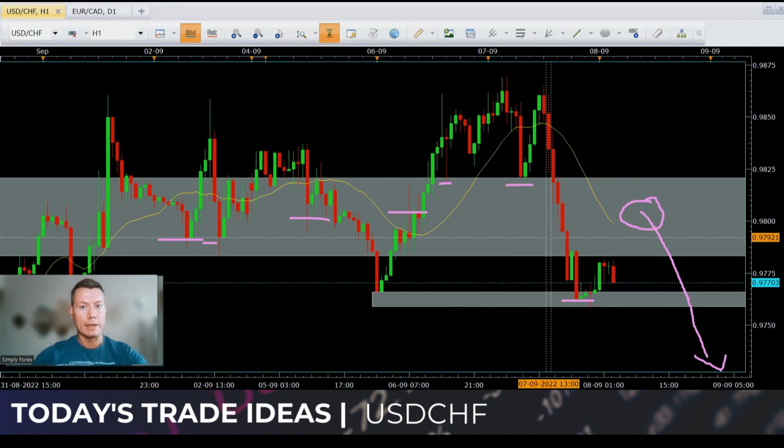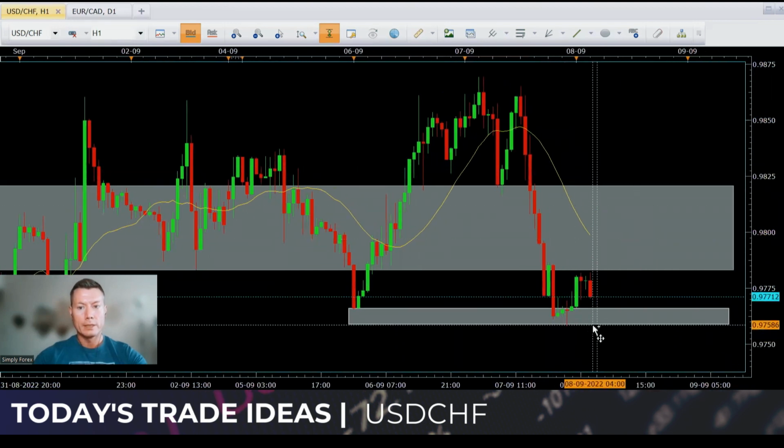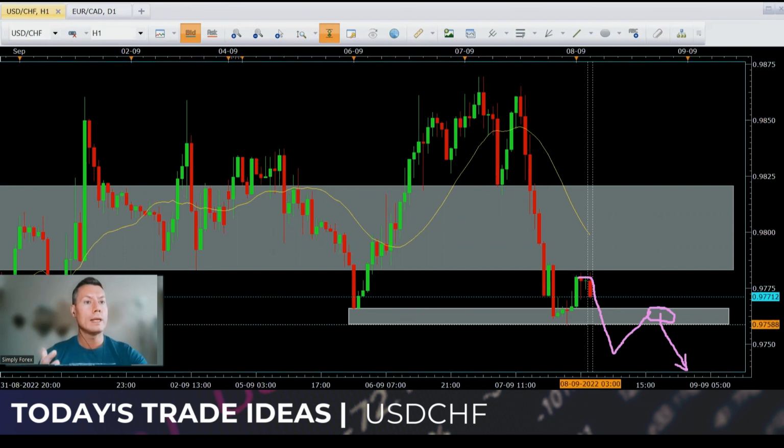The second idea is our favorite pattern. If price breaks this grey zone, comes back up and retests it, and we get a reaction, something that tells us sellers are in control, then we can take price lower. All right guys, that's the two ideas for US dollar Swiss franc. Remember, we can only enter trades if this criteria is met. So that's the first trade idea for today, guys: US dollar Swiss franc short.